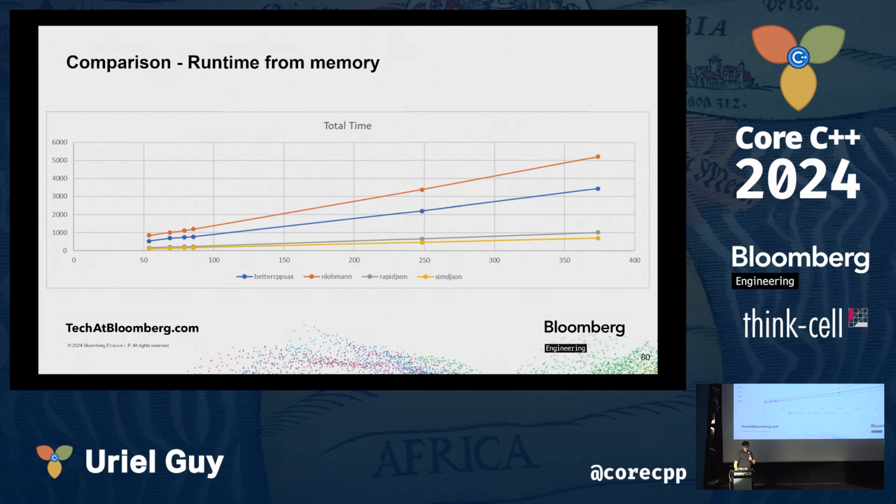Loading from a file, then I am still better than nlohmann, and RapidJSON is suddenly approaching close from the bottom. SIMD JSON is still very fast if you have enough memory.